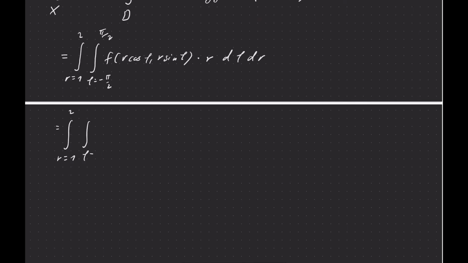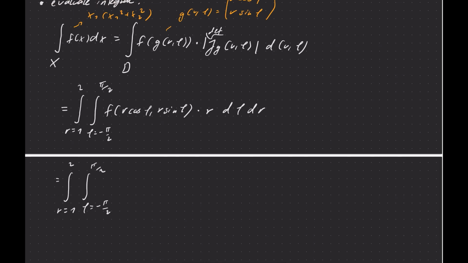So let's substitute the definition of f in here. Remember, here's the definition of f once again. So we have x1. x1 is r cosine of phi times x1 squared plus x2 squared. That is r squared cosine squared phi plus r squared sine squared phi, times r d phi dr.